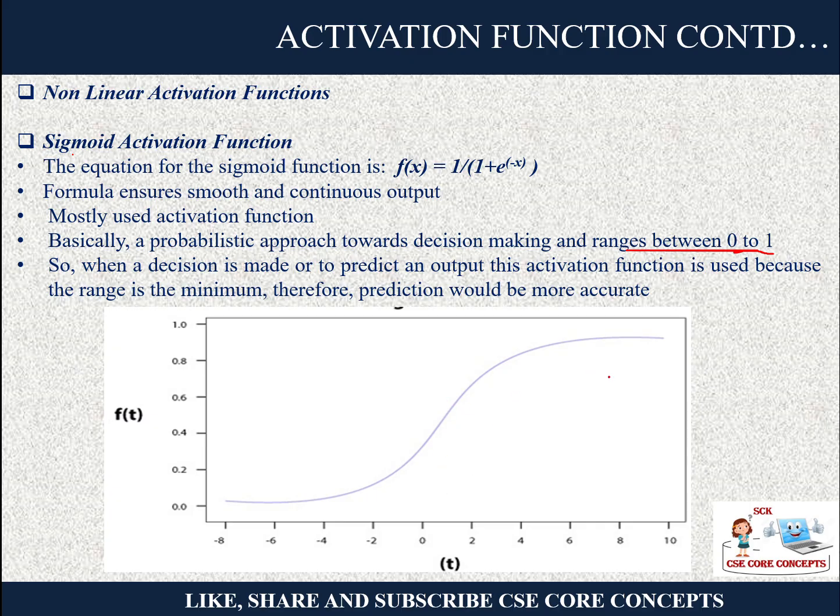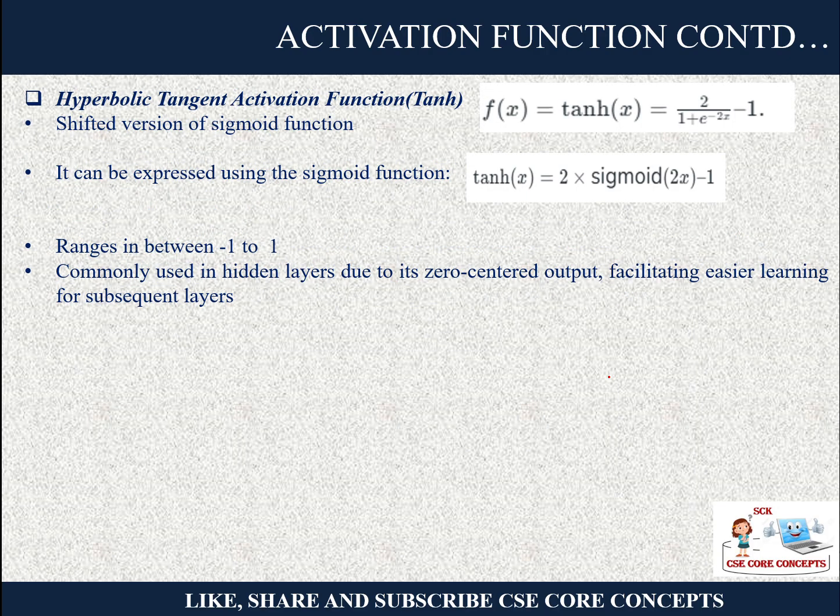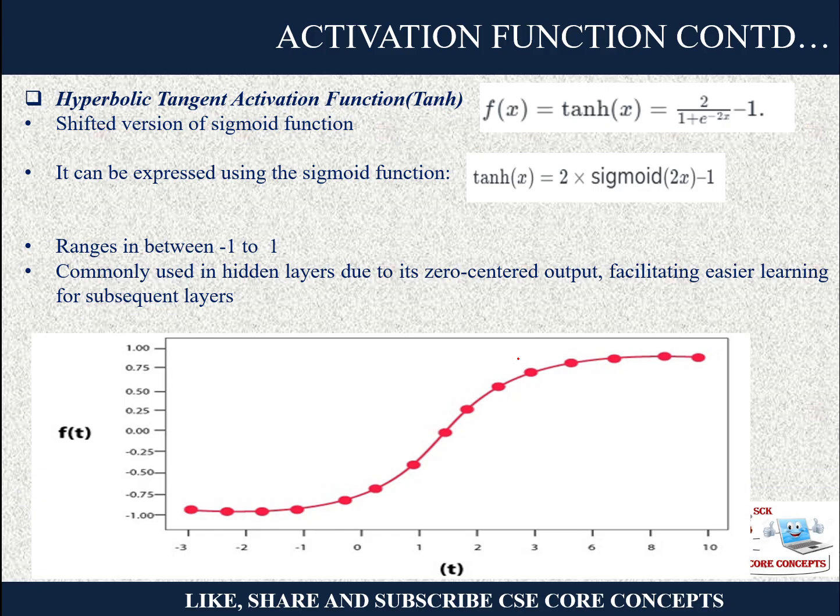Then comes the next function, which is called the tanh function. It is called the hyperbolic tangent activation function. It is just a shifted version of the sigmoid function, where tanh is 2 divided by 1 plus e raised to the power minus 2x, minus 1. So it can also be expressed as a sigmoid function, like 2 multiplied by sigmoid minus 1, right?